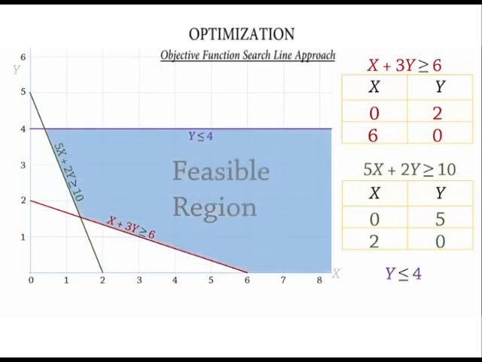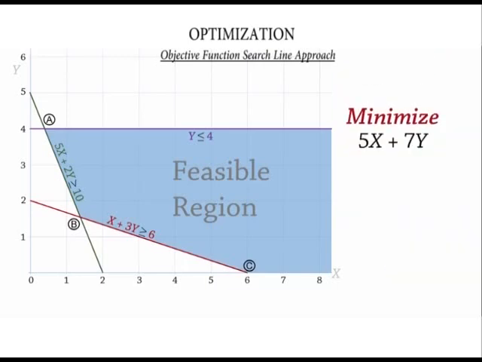the feasible region. Now, we know that the optimal solution for this region will occur at the extreme or corner positions. Let's label them A, B, and C. Now, recall our objective is to minimize 5x plus 7y. So we find the corner point that will give us the minimum value of 5x plus 7y. Instead of testing each point separately, we will use a search line.